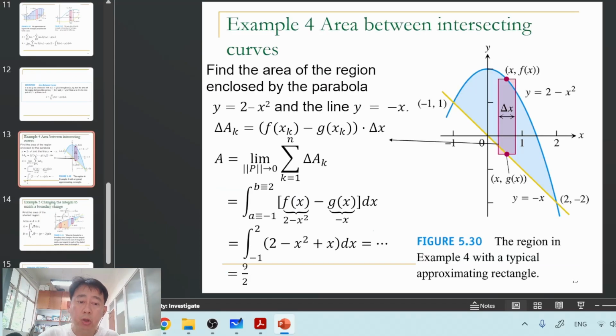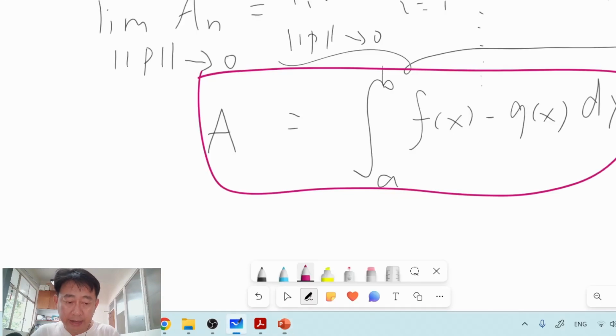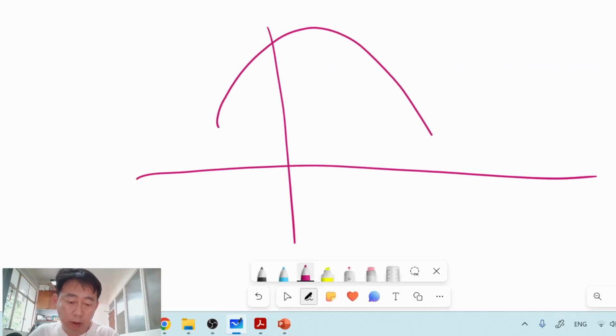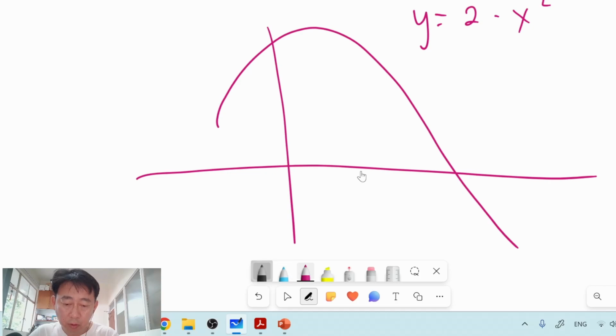Let us look at an example to calculate the area enclosed between two curves. The first curve is the function 2 minus x squared. The second curve is y equals minus x. In this particular example, we have a curve of y equals 2 minus x squared, and we have another curve, y equals minus x.